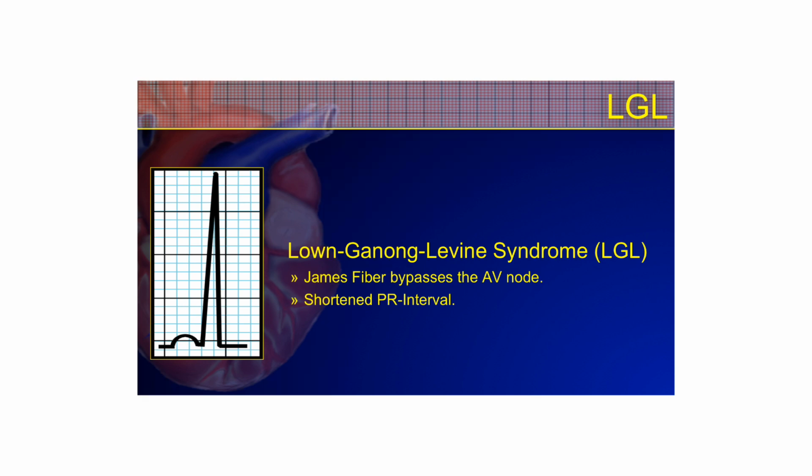As I said before, there's also something called Lown-Ganong-Levine syndrome, LGL, which could also be another type of accessory pathway that presents with something called the James fiber that bypasses the atrioventricular node, and it creates a shortened PR interval. You don't get that delta wave, you don't get that wide QRS complex, but you are at risk for reentry tachycardias and preexcitation.